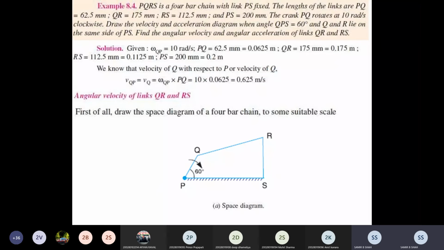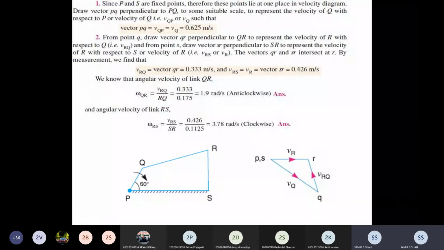As we know that in the data, we have to find the angular velocity, meaning omega. We have to find the angular velocity of QR and RS, meaning of this QR and this RS. Okay, if we find the velocity of these two links, then it's very easy to find the angular velocity of the same link. Please give me the answer.